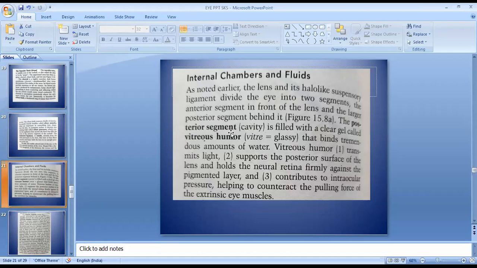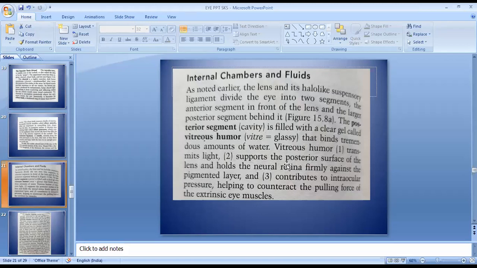The posterior segment or cavity is filled with a clear gel called vitreous humor that binds tremendous amounts of water. Vitreous humor, number one, transmits light, supports the posterior surface of the lens, and holds the neural retina firmly against the pigmented layer.